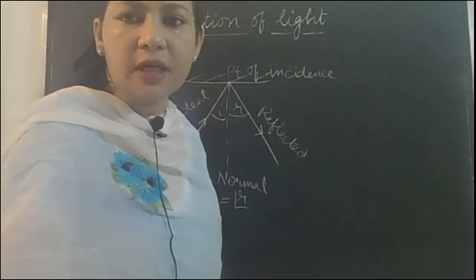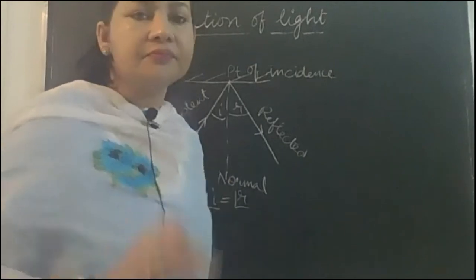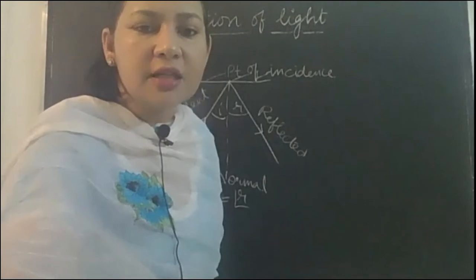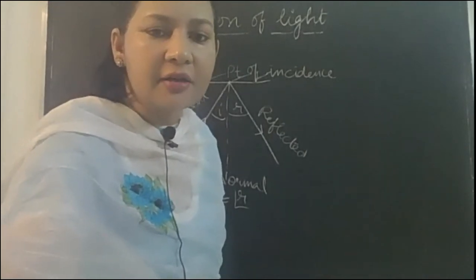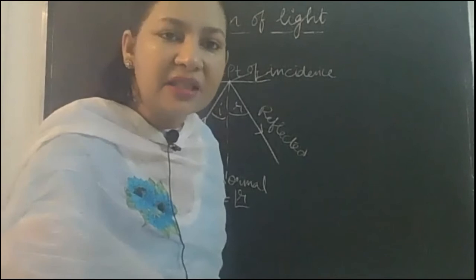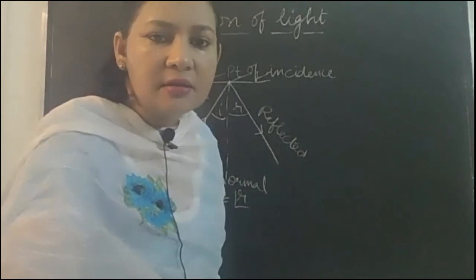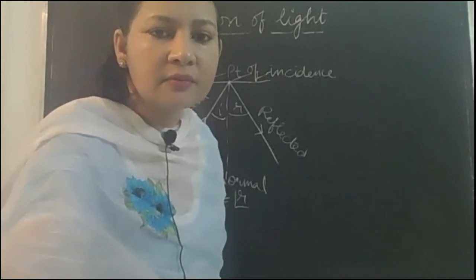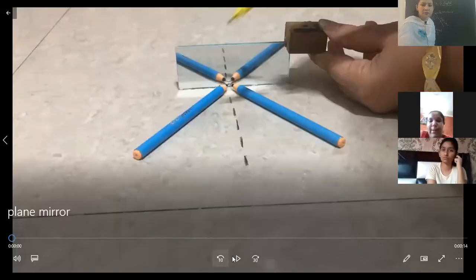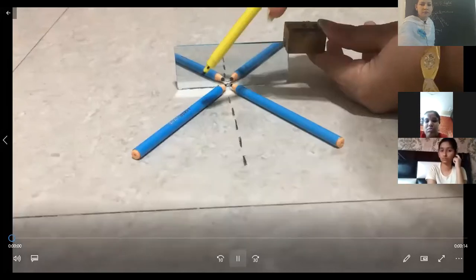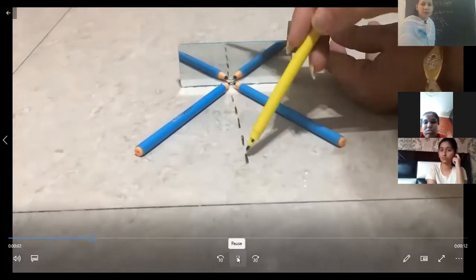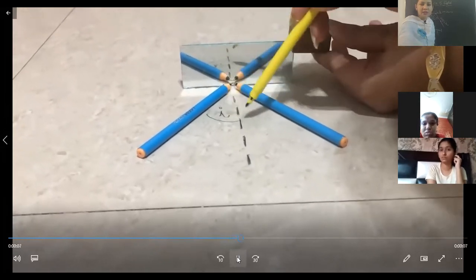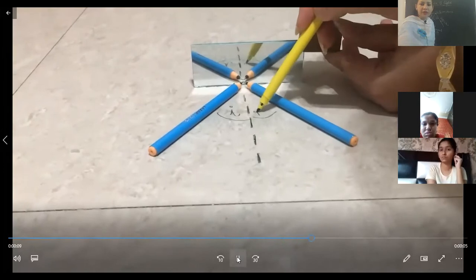reflection, right? Okay, so I'm going to share a video with you where you can clearly see incident rays and reflected rays in the form of pencils. Okay, pens. You can also perform this at home. Incident ray, reflected ray, normal. This angle will be the angle of incidence. This will be the angle of reflection.